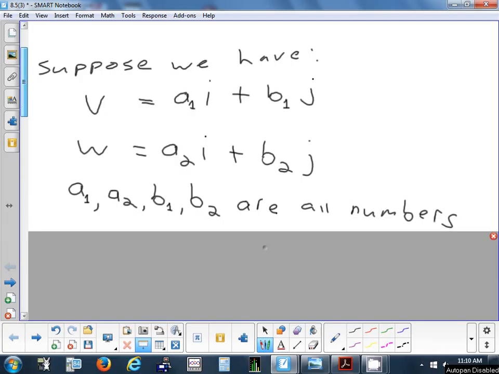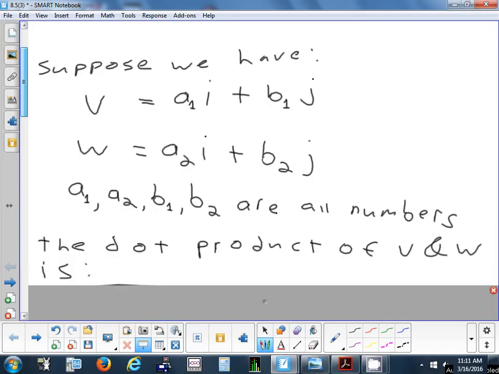All right, so suppose we have these two vectors, written in unit vector form. All the coefficients, a1, a2, b1, and b2, are just numbers. So a1i plus b1j are the components for vector v, and for vector w, we have a2i plus b2j.